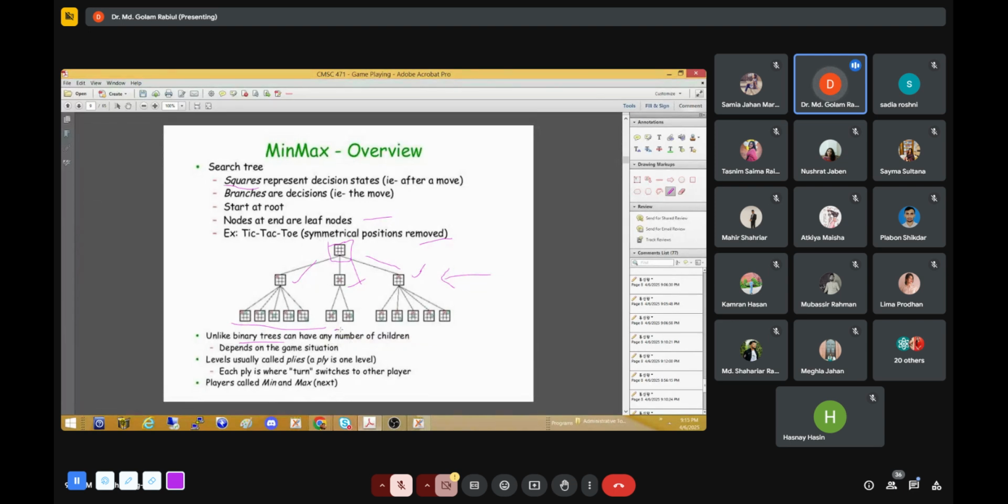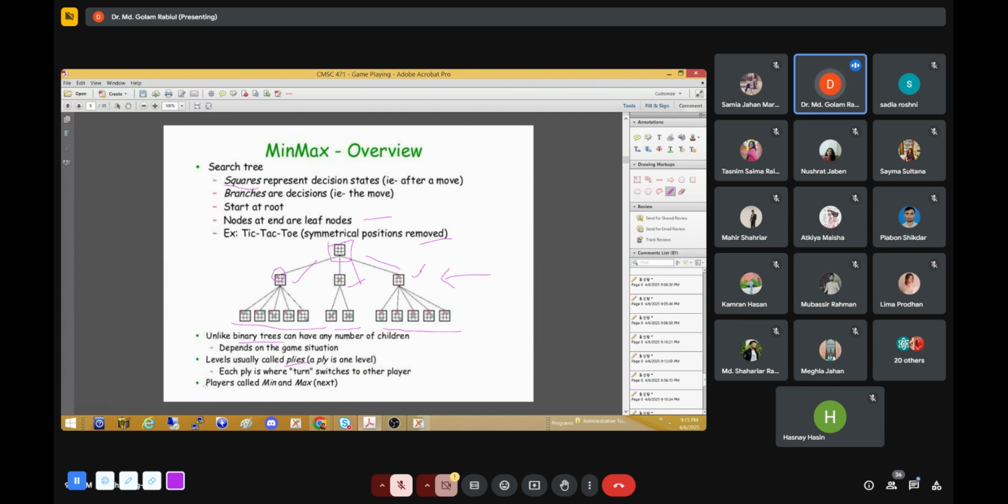But for the second node, it is just only 2 possible moves. For the third node, it is 4 possible moves. So it is different from the binary tree. And labels usually called play or plays. Okay, so plays, that means we can say the first play, like here is the cross, the first play.